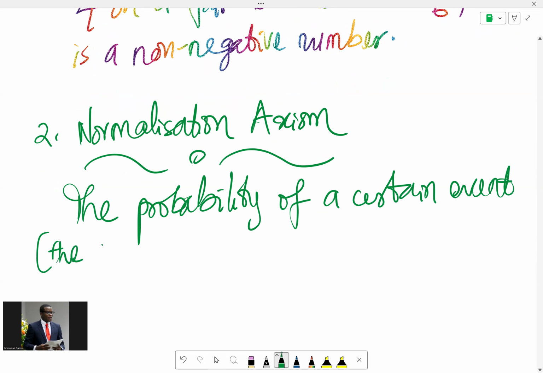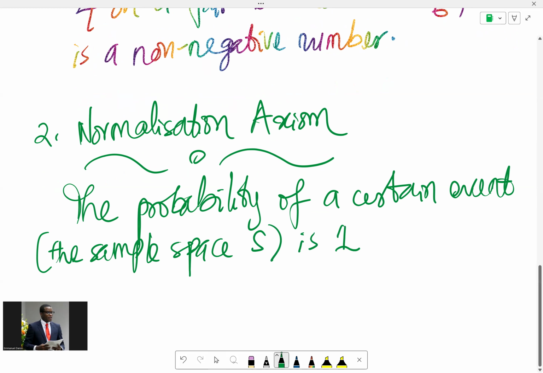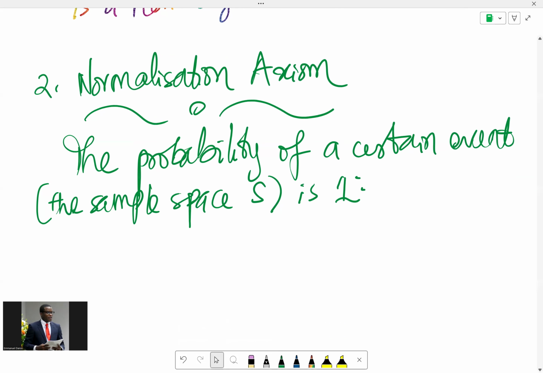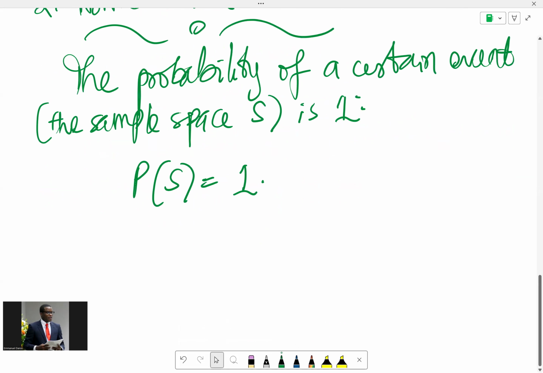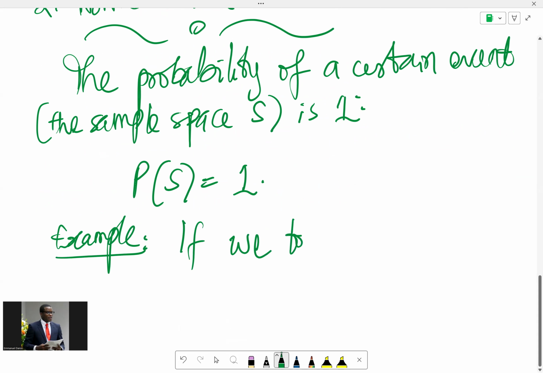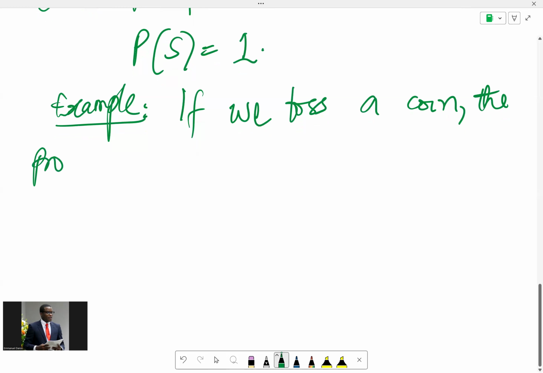Then we have the second axiom, which is the normalization axiom. The probability of a certain event, of course the sample space S, is of course 1. So the probability of a certain event with the sample space S is 1, meaning that the probability of the whole sample space is 1. That's the normalization axiom.